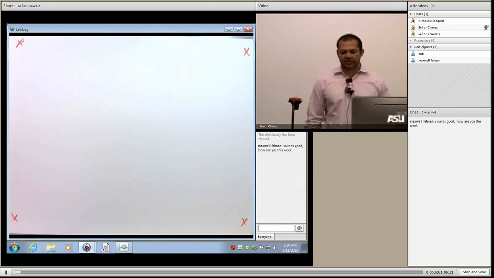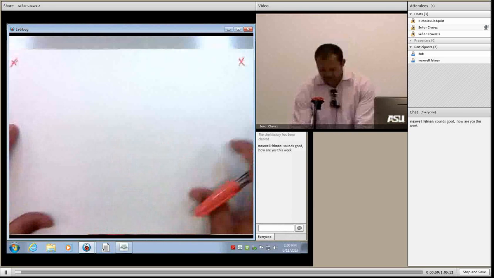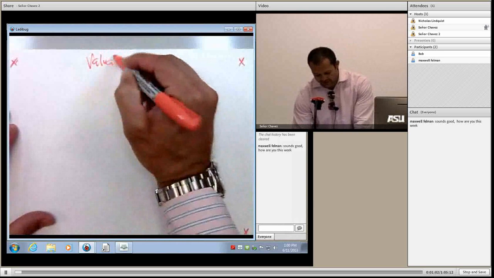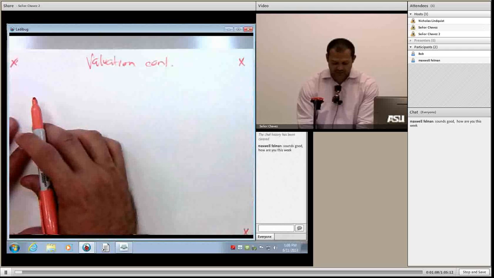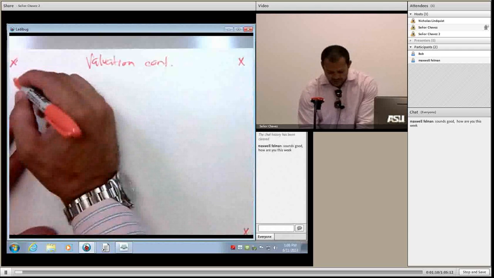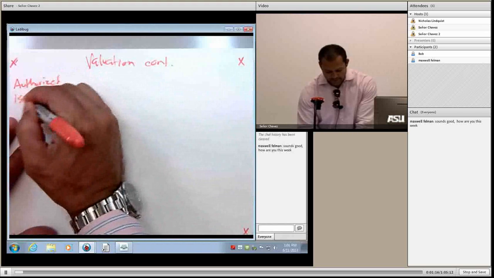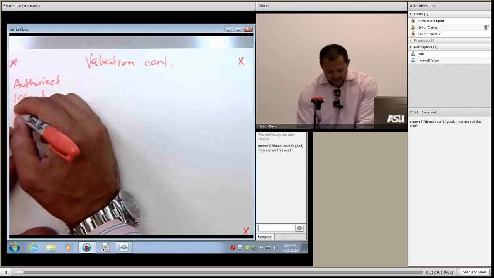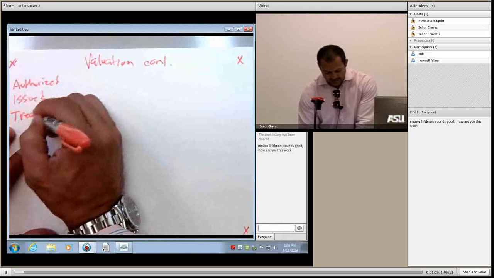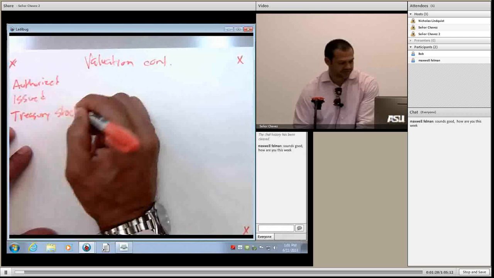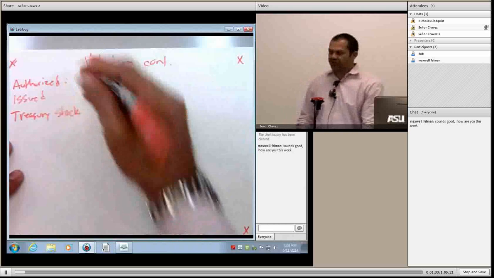All right, so we're going to start off with some terminology first. And again, this is valuation continued. We've been talking about valuation for a while. So I want to make sure that we understand the distinction between shares authorized, issued, and I also want to put in here treasury stock, and we've got a few others. So we had talked, I think it was last week, about shares authorized.